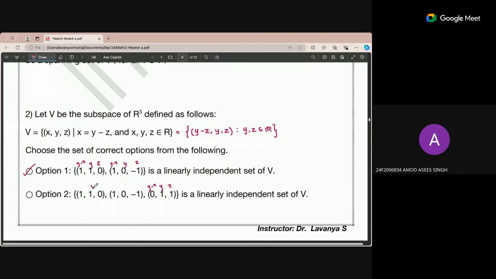Let us call these V1, V2, and V3. What is V1 minus V2 first of all? It's V3: 0, 1, 1. So V3 is a linear combination of V1 and V2. So it is not independent, it's dependent. Okay, fine.